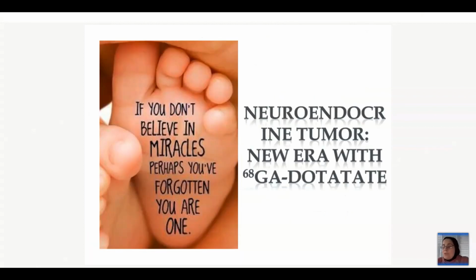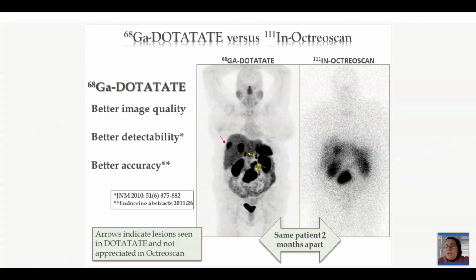I said that Octoscan was revolutionary. It is, but dotatate, gallium-68 dotatate, is a new era with neuroendocrine tumor. Why? Because it's a PET tracer, and I'm showing you here the same patient, a dotatate PET CT and an Octoscan, just 2 months apart. And we all know that differentiated neuroendocrine tumor is indolent, slow growing, so there's not going to be much change in the biology of the disease or the spread of the disease in 2 months.